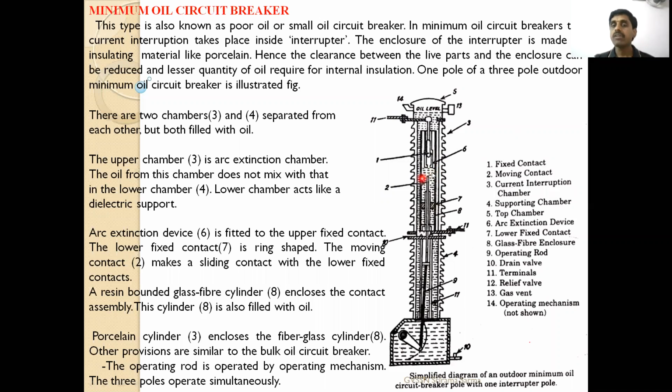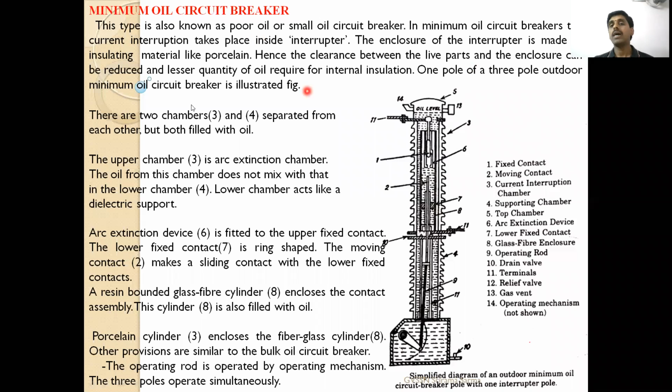So because of this, what happens? The arc extinction will be quick. One is that hydrogen gas is produced, which will punch the arc and reduce its diameter. Another is that oil with high pressure, just like an injection, will be pumped onto the arc so that arc extinction will be quick. So this is the operation inside this.